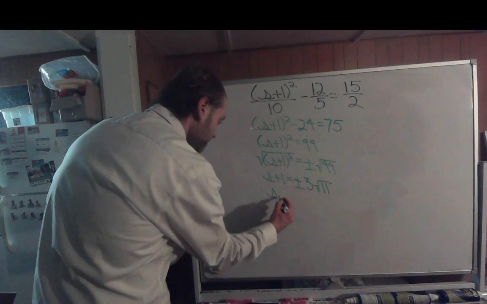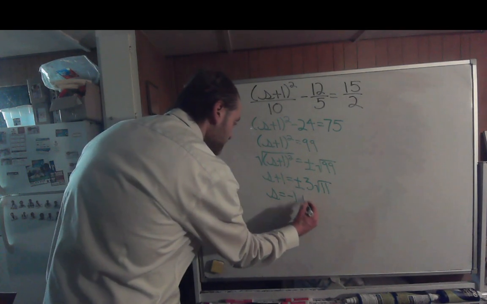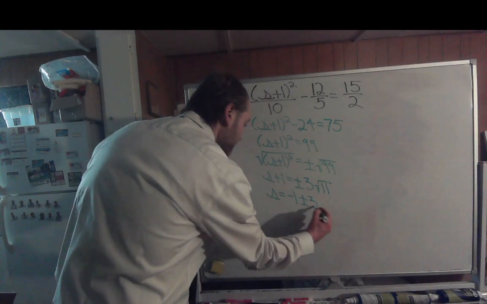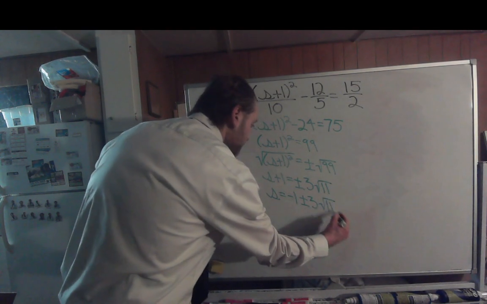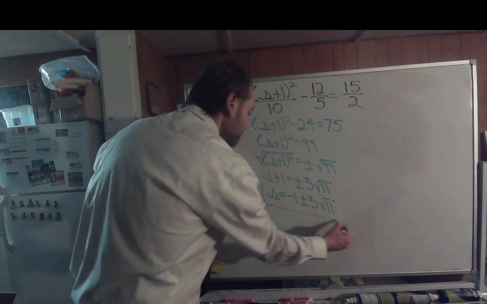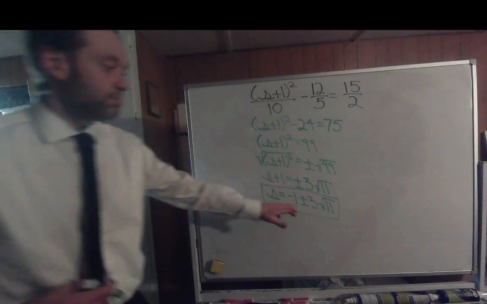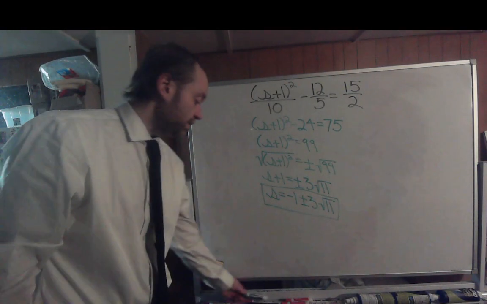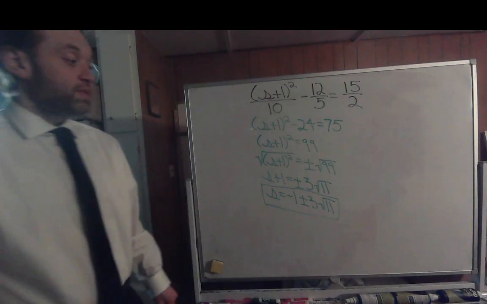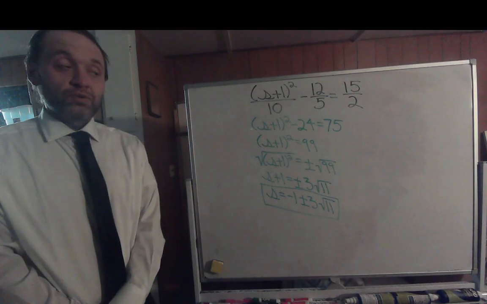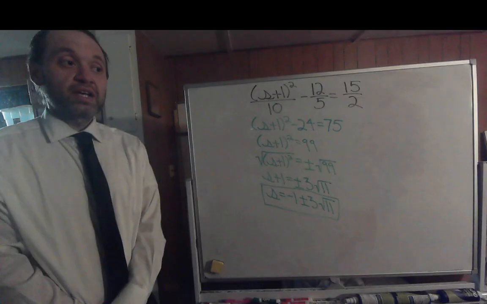Then simply put, s would equal negative 1, both plus and minus 3 times the square root of 11. And that would be the two solutions to this. s equals negative 1 plus and minus 3 times the square root of 11. So that's it for using square roots to solve quadratic equations.